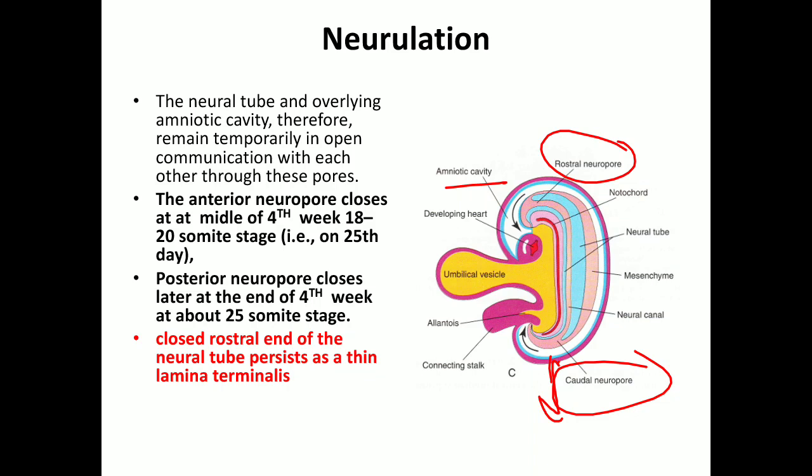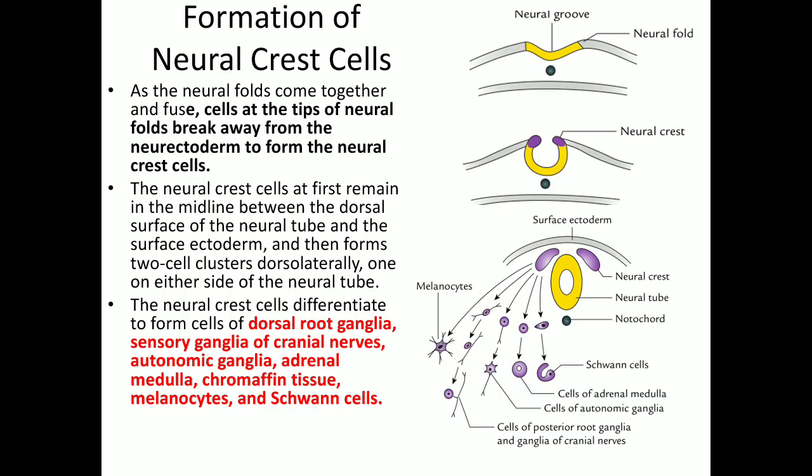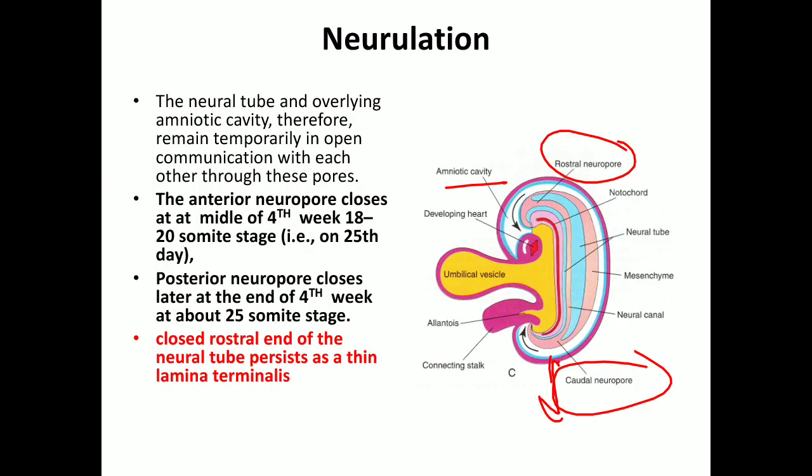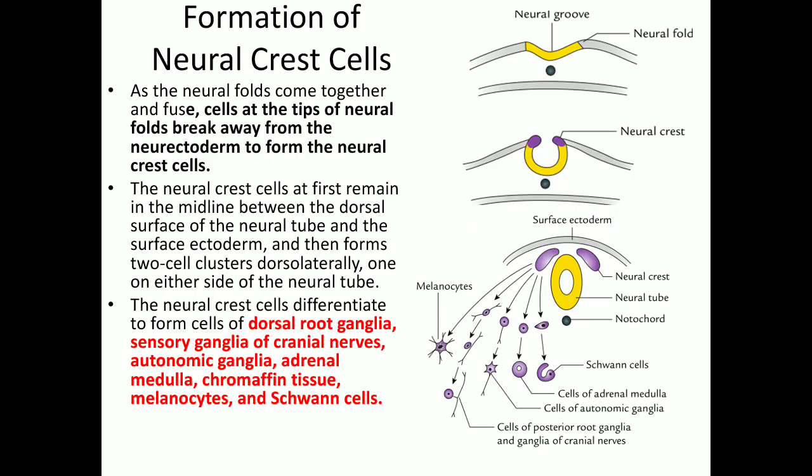will close in the middle of the fourth week, or around the 25th day, at the 18 to 20 somite stage, and the posterior neuropore will close at the end of the fourth week at about the 25 somite stage. These neuropores connect the neural tube with the amniotic cavity. Now, the formation of this process is called neurulation.